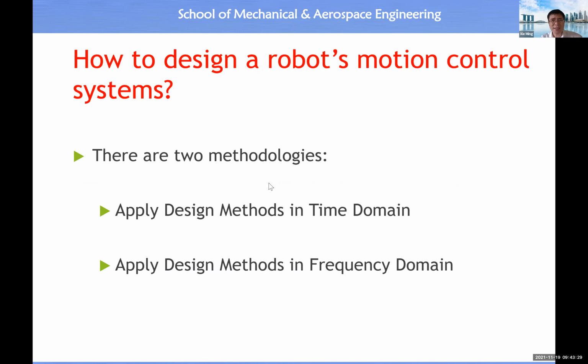So at the higher level, you can choose to do the design in time domain, and you can also choose to do the design in frequency domain. At the basic level, it is good for you to follow the second methodology, because in frequency domain, we have a lot of results in mathematics, which help you to better understand the inner structure and inner properties of your robot's control system. All right, so these are the general guidelines at the high level. You can choose to do the design in time domain or in frequency domain. Our recommendation at the basic level is to do the design in frequency domain, okay?